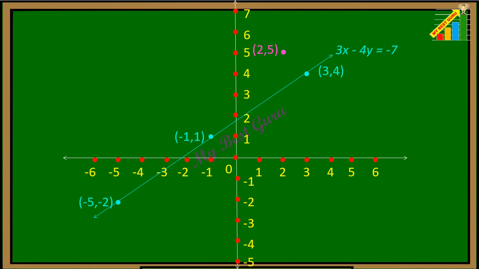So 2 comma 5 is, check where is 2. Here it is 2. So 2 and 5. So you got the point here, first point. Now the second point is 0, 0, as this one is 0, 0, and the third point is -2, -5. So -2 this one on the x-axis and -5 on this side, so it is -5.